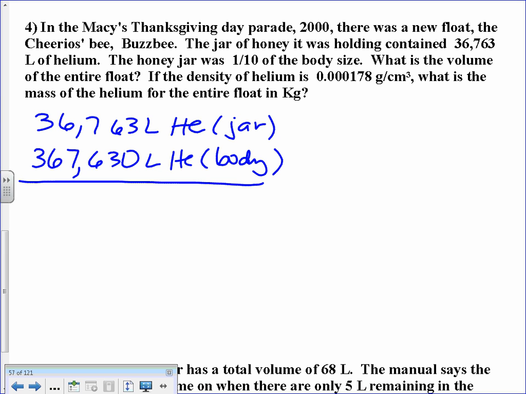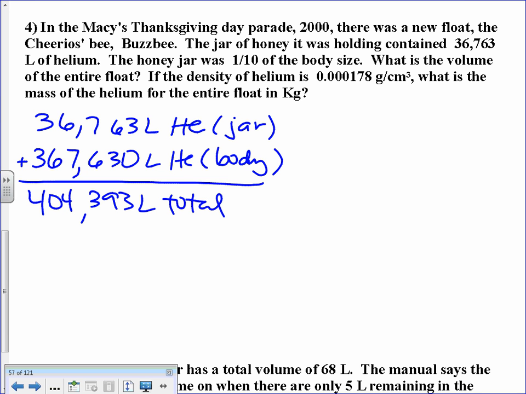Okay, so here's our liter and liter, jar and honey, jar and body. And so we just want to get the total volume. We're just going to add, right? So that part's pretty simple. That is 404,393 liters total. Okay, so we got our first answer, right?